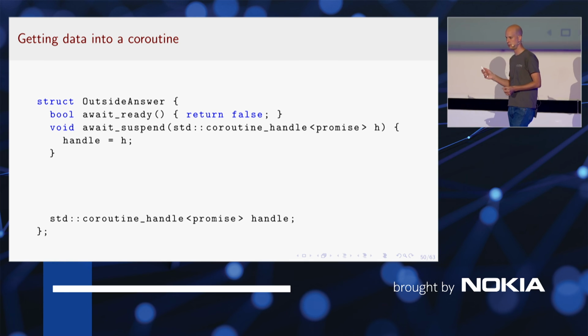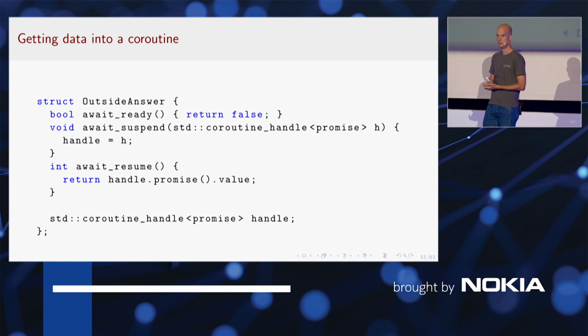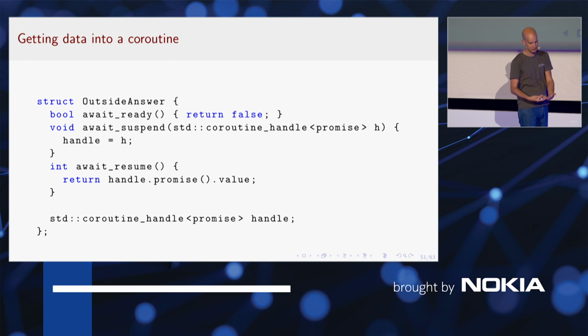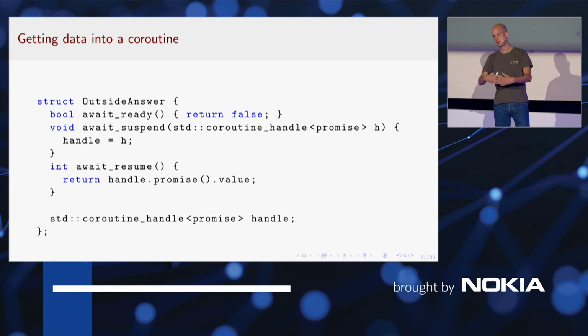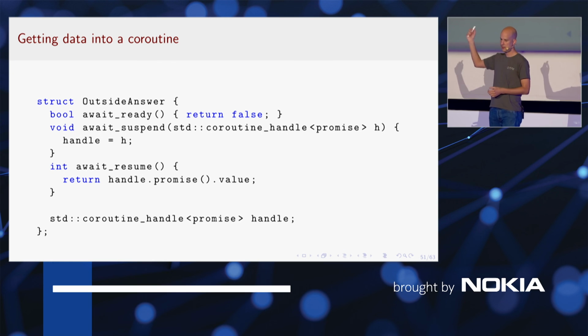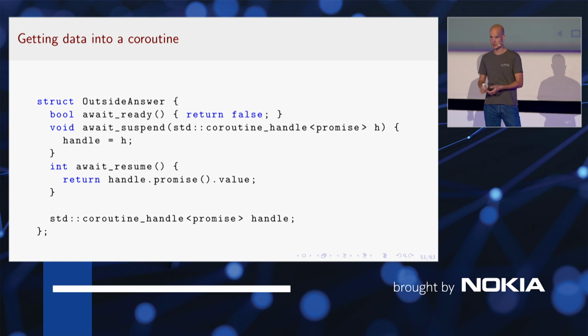So the only thing that I can do here is take the coroutine handle, which I get passed as an argument, and store it away so that I have access to it later. And only in the await_resume, which is executed when the data has been provided and the coroutine is about to wake up again, can I actually access the data. But remember, we stored the data in the promise. And since we saved the coroutine handle before in the await_suspend, we can now use that handle to access the promise and get the value back.